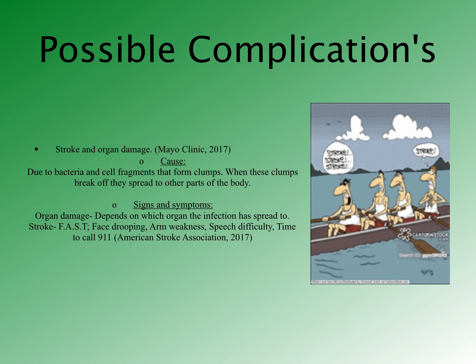Possible complications of endocarditis include stroke, infections in the other parts of the body, heart failure, myocardial infarction, and pericarditis. As for strokes, clumps of bacteria and cell fragments form in the heart at the site of infection. These clumps may break off and travel to the brain, lungs, abdominal organs, kidneys, and extremities. This can cause stroke and also damage to other organs and tissues. Signs and symptoms of organ damage are variable depending on which organ is affected. For stroke, the easy way to recognize signs of stroke is FAST: face drooping, arm weakness, speech difficulty, time to call 911.